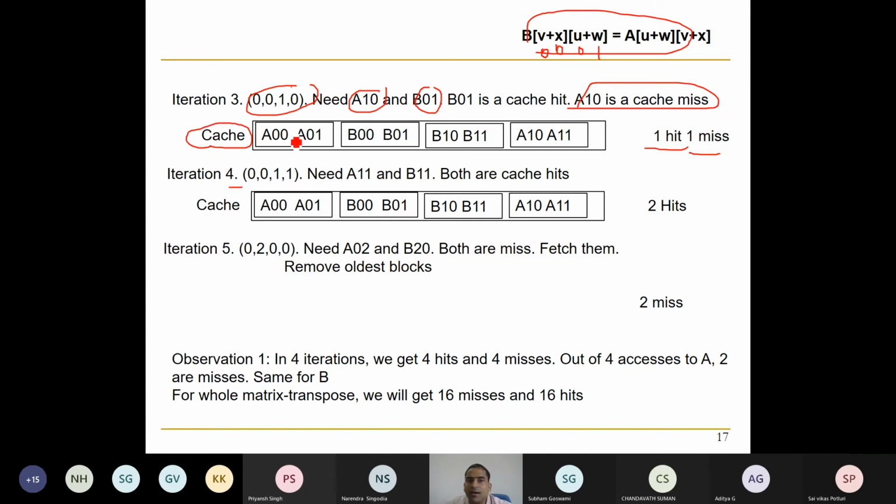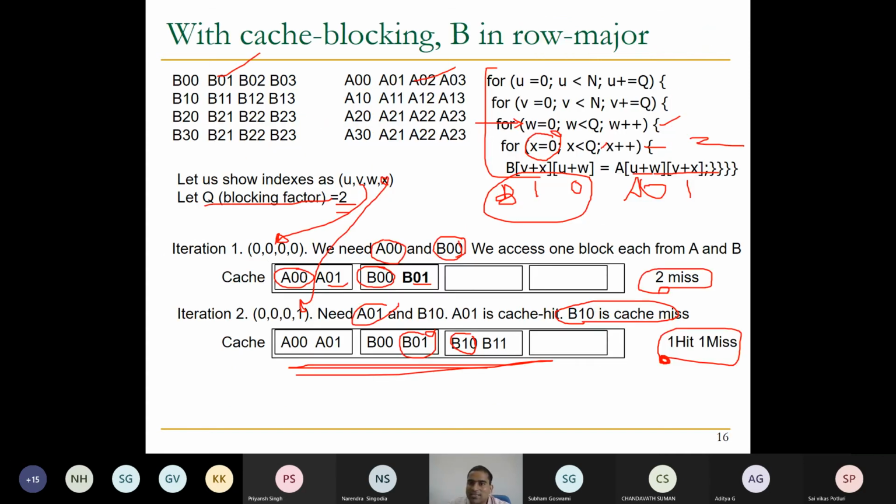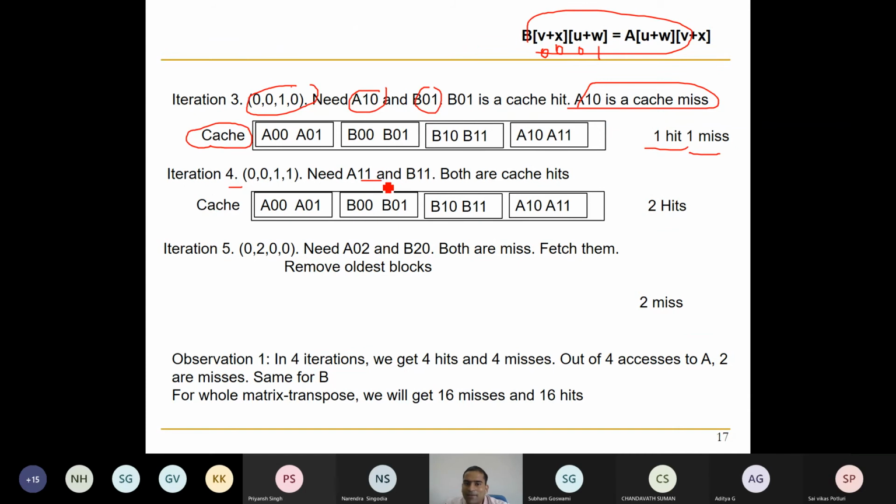Okay, now in iteration 4, W is also 1, X is also 1. Right? Because X goes from 0, 0 and 1. X goes up to 2, so that means 0 and 1. So I need now A11, B11 because V is 0, X is 1, W is 1 and U is 0. So it will be B11. This 0 plus 1 is 1 and 0 plus 1 is 1. So I need B11 and its transpose A11. Both are hits. That is really good case. Because B11 is there, A11 is there. Isn't it? So I have two hits here. So in the first 4 iterations, we get 4 hits and 4 misses.